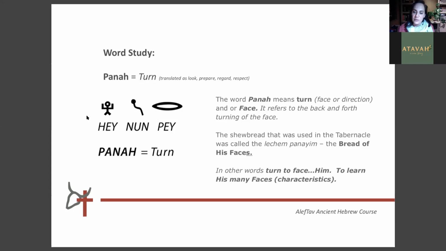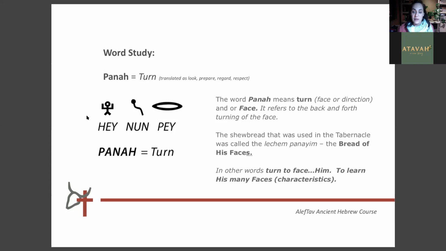And if you look in the Hebrew, there's another word inserted there. It's called the panahim. So in Hebrew, you read about the lechem panahim, the bread of his faces, that had to be before him continually. So actually, this word panahim repeats in some verses. It will say the lechem panahim panahim, because panahim can also mean before, to be in somebody's presence. So it will say the bread of his faces before. And that was so interesting to me.